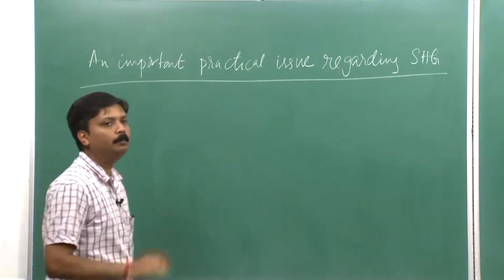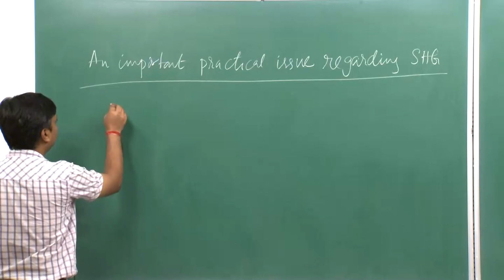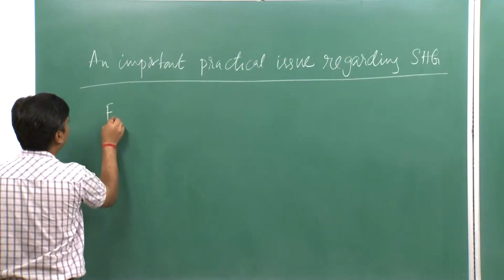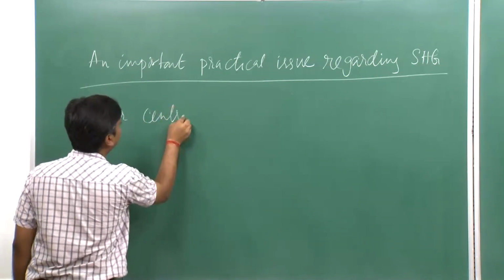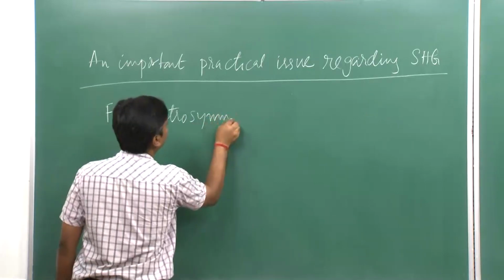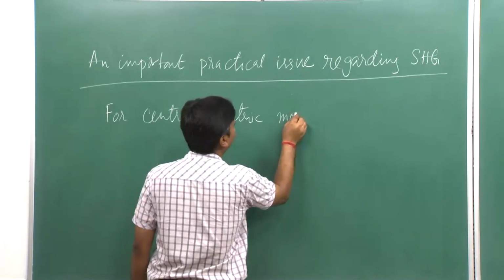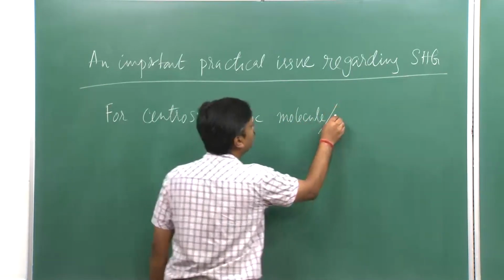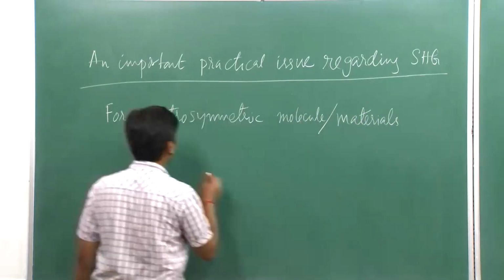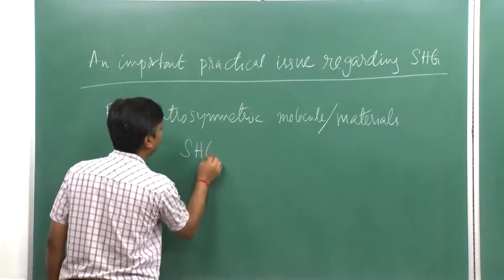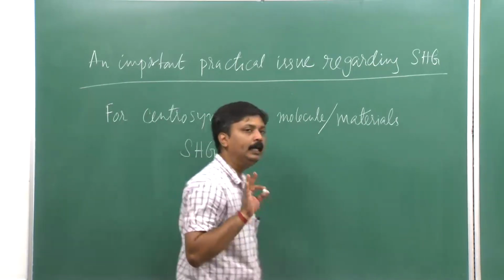So, what is this particular important thing that we should know? It is that for centrosymmetric molecule or material, SHG is 0 under electric dipole approximation.